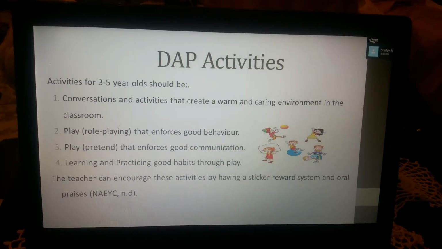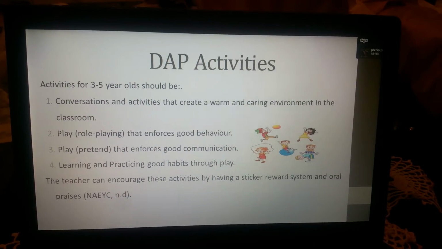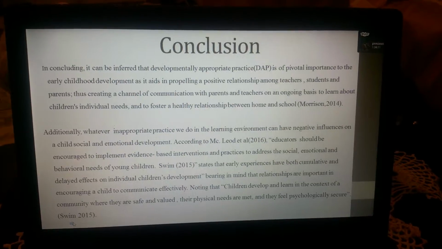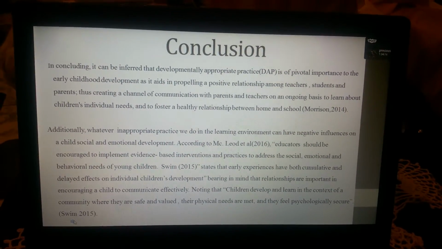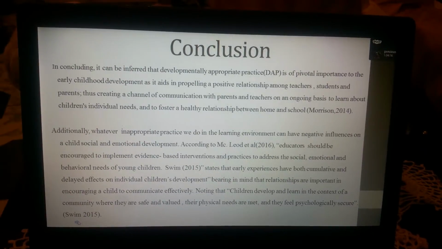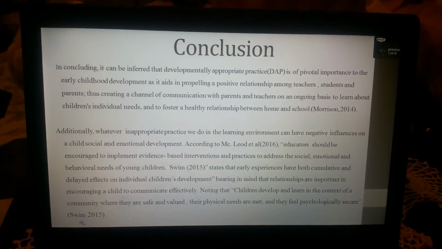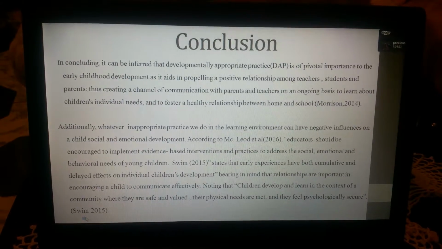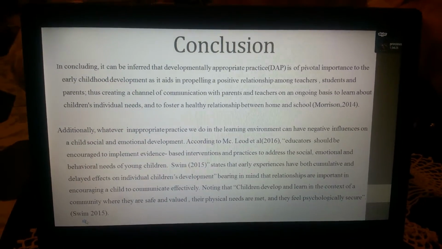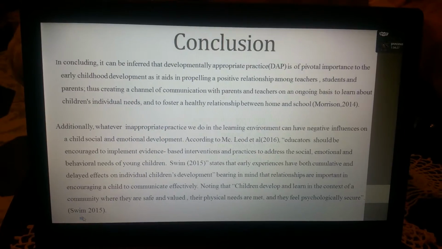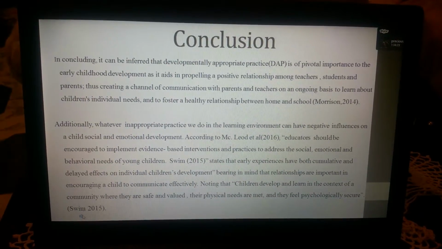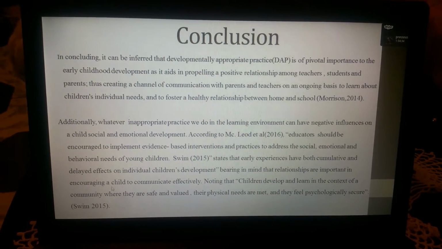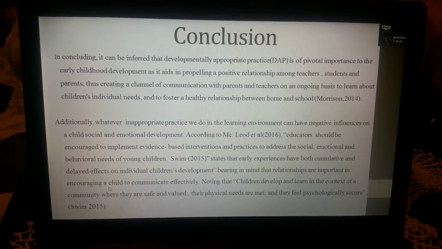In concluding, it can be inferred that developmentally appropriate practices is of pivotal importance to early childhood development as it aids in propelling a positive relationship among teachers, students, and parents, thus creating a channel of communication with parents and teachers on an ongoing basis to learn about children's individual needs and to foster a healthy relationship between home and school.